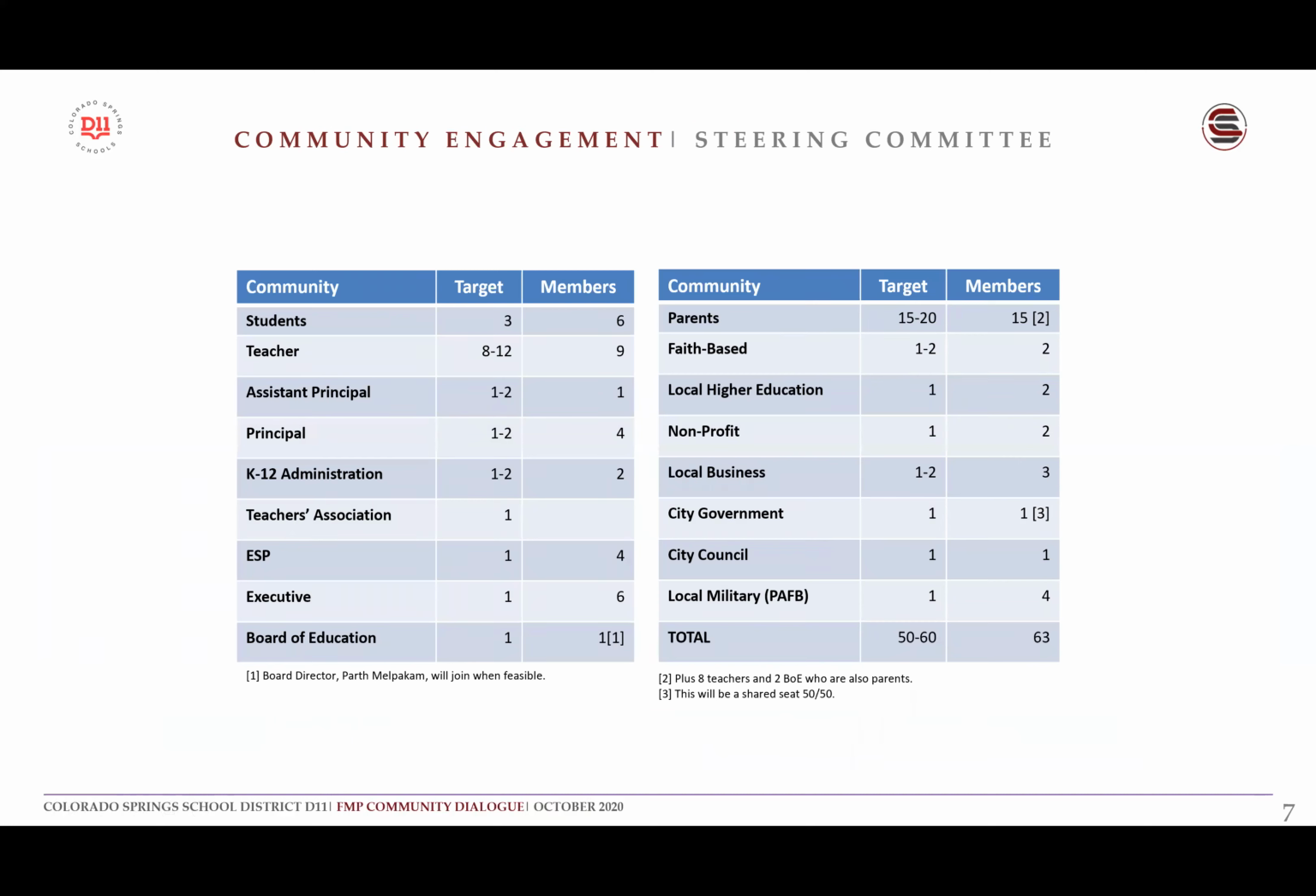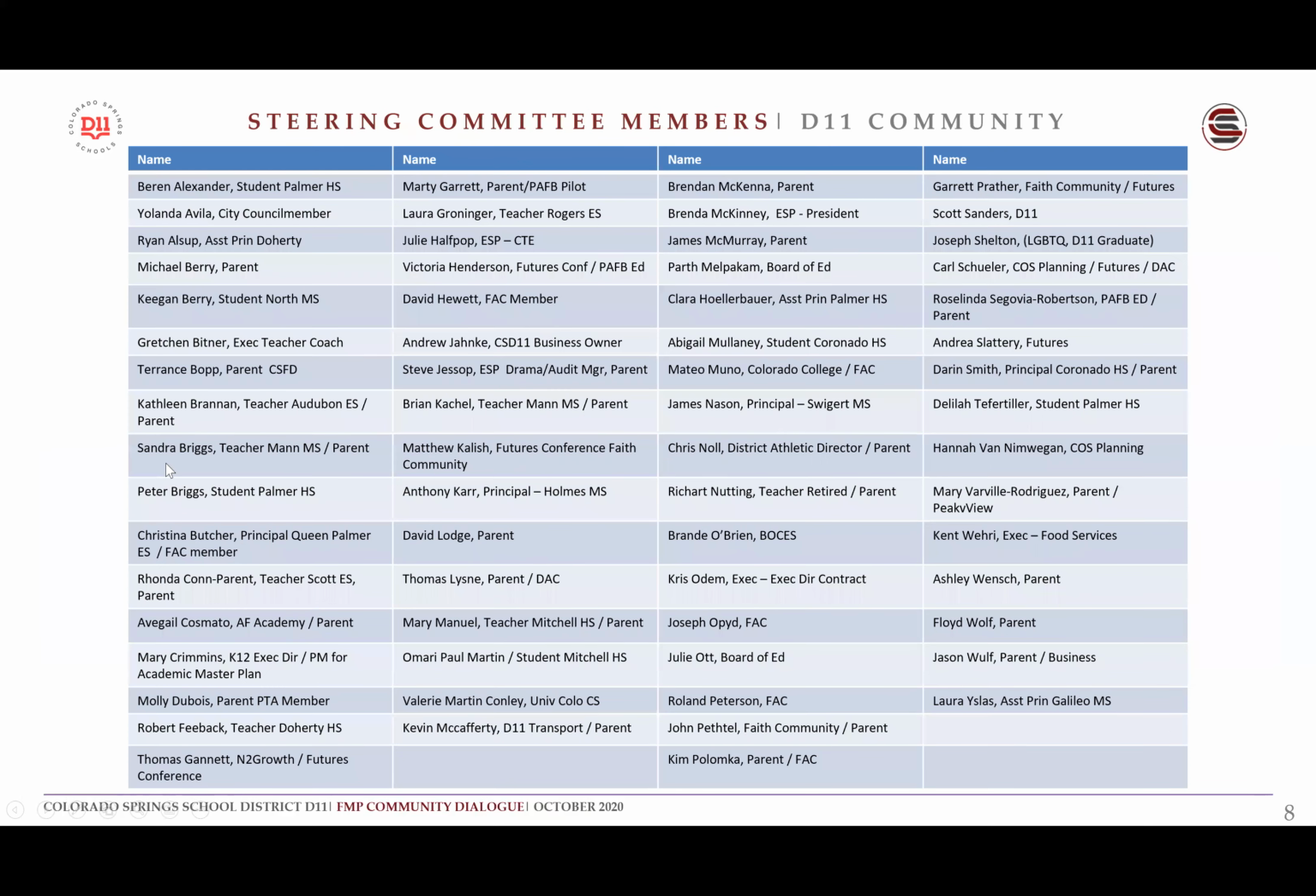Steering committee, as mentioned, 63 members. It's made up of teachers, students, principals, assistant principals, administrators, local civic leaders, and so on and so forth. You see the target, which is what we originally went through for a profile, and the actual, what we got. We had lots of good applicants, and we're able to get a representative sampling from your district that's providing great feedback. Here is that list of community members for transparency purposes.